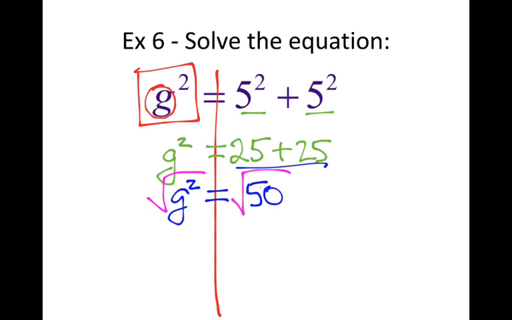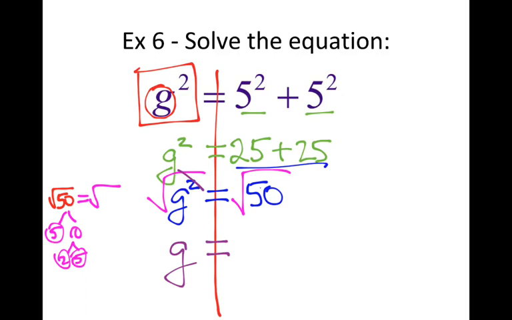On the left side, the square and the square root cancel each other out, and that leaves g. On the right side, is 50 a perfect square? No. So we're going to have to simplify that one also. So off to the side here, we're going to do a little scratch work. 50 is 5 times 10, and 10 is 2 times 5. So we rewrite it as the square root of 2 times 5 times 5. So what's going to end up on the outside? 5 square root of 2. Looks kind of sloppy, but you get the idea, right? So in our answer, then, we're going to put 5 square root of 2.